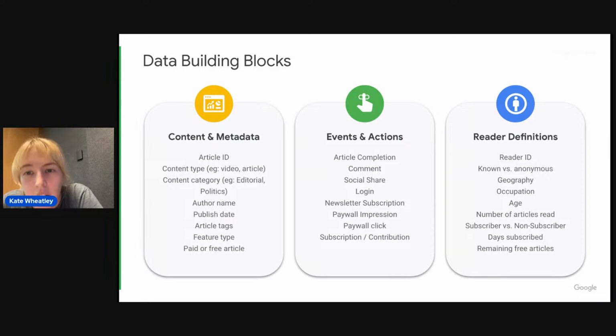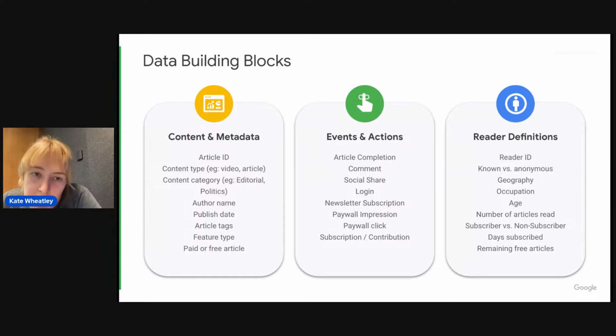Known versus anonymous. So this is just another bit of metadata where you can say, this is a user that we know because we have a logged in ID for them, or they're anonymous. We don't have any past history of them or any identifier for them. Geography, which will be out of the box. So, which location they're in.